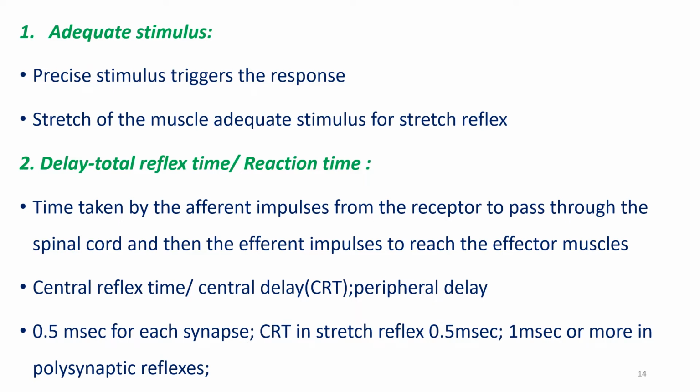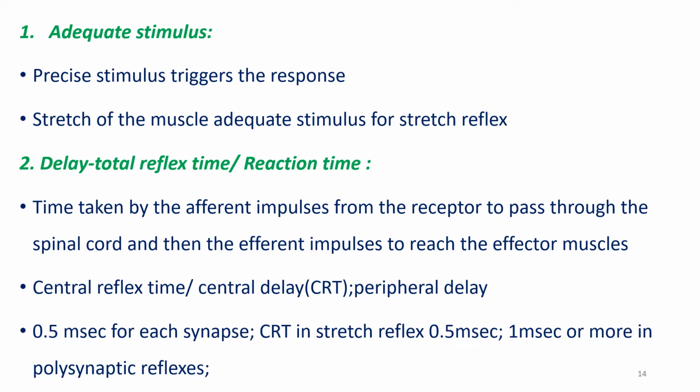Second property is total reflex time or delay or reaction time. The total reflex time is the finite time which elapses between the application of adequate stimulus and the response. That is, when you stimulate a particular part, the response takes some time to be generated. So this is called the total reflex time or the reaction time. This is the time taken by the afferent impulses to travel from the receptor to enter the spinal cord, to pass through the spinal cord where multiple neurons are present, and then reach the anterior motor neuron of the particular effector organ, and then the efferent impulses to reach the effector muscle and the effector muscle to produce the response.